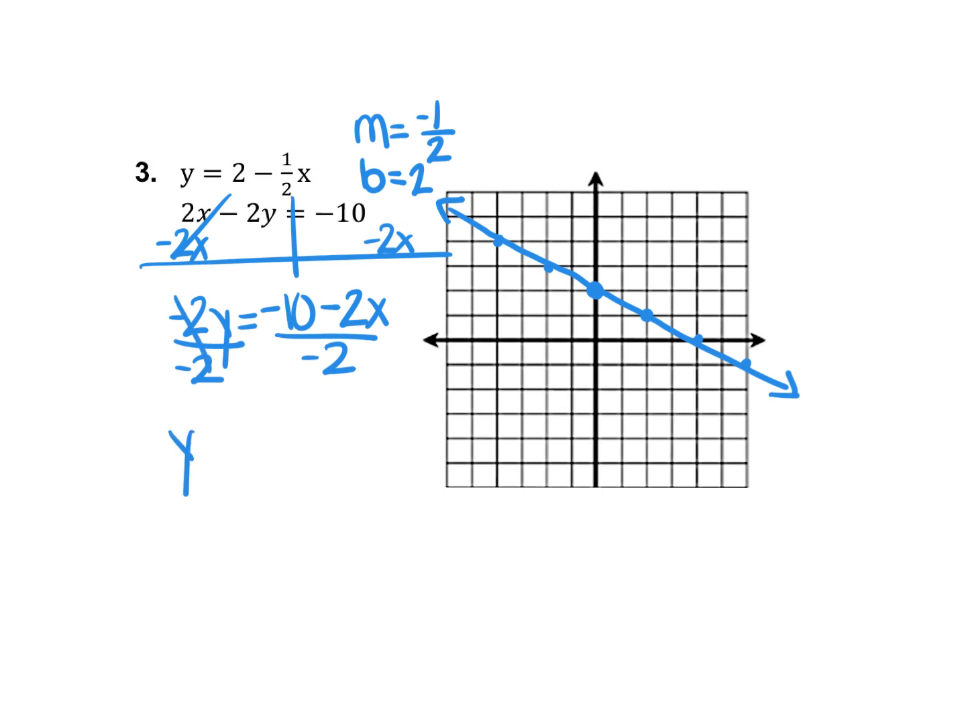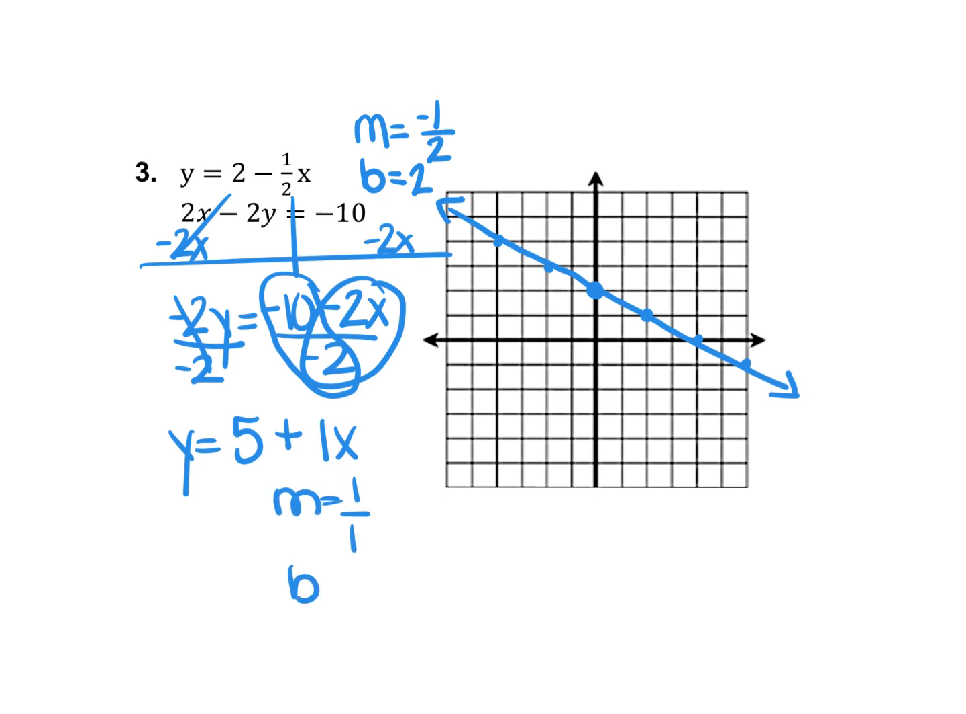And you're going to have y is equal to, all right, negative 10 divided by negative 2 is positive 5. Negative 2 divided by negative 2 is a positive 1x. All right, so slope is equal to 1 all over 1. Y-intercept then is equal to 5. All right, let's plot the 5. We're going to walk up 1, 2, 3, 4, 5, and we're going up 1 over 1.